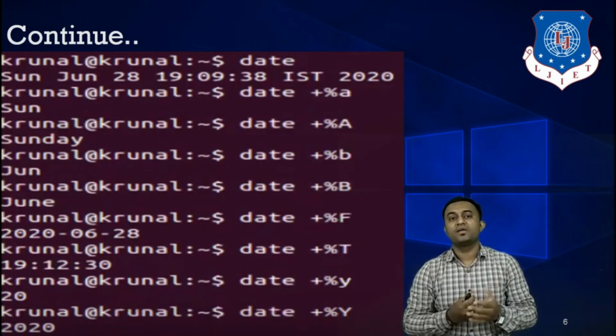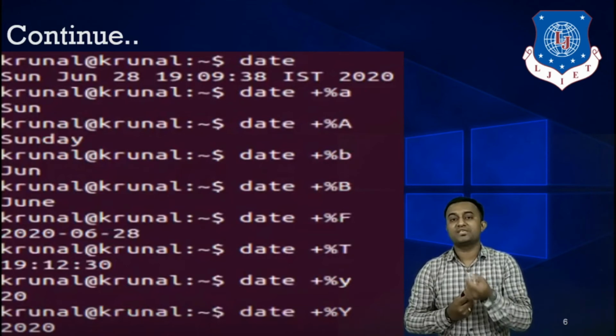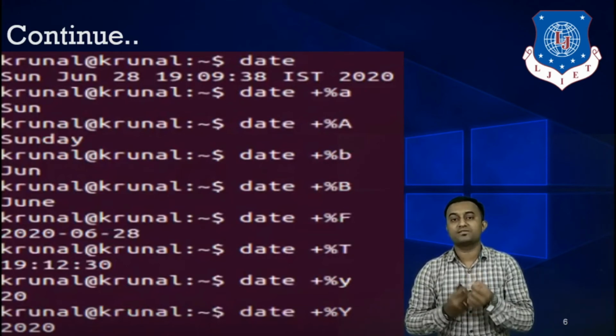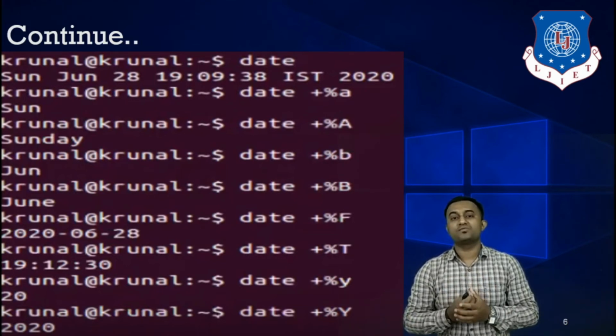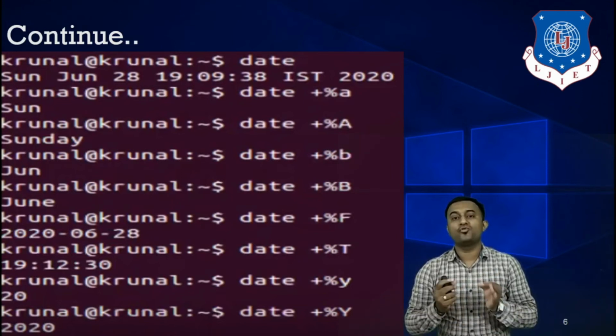Okay, same way if you want to display the current day in full form, so date space plus percentage capital A. In that case, it will display in the full form. Same way, date space plus percentage small b. So it means what? It will display the current month in short form, and if you use capital B, it will display the current month in full form.